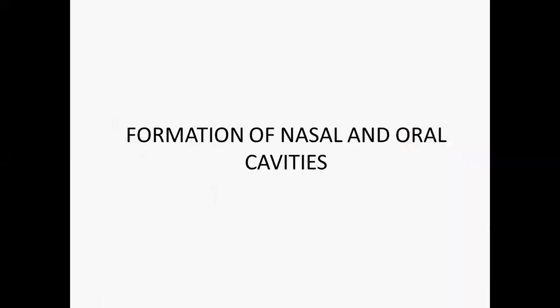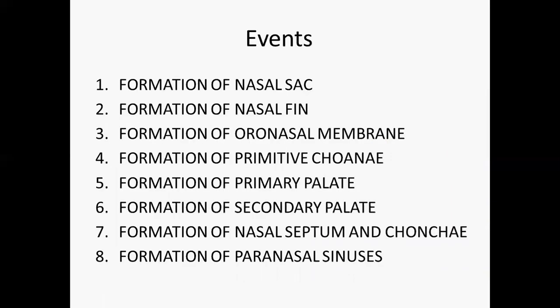Now, the formation of the nasal and the oral cavities. What are the events which occur in the development of the nasal cavity? Firstly, the formation of the nasal sac, then the nasal fin, then the oronasal membrane, then the primitive posterior nasal apertures or primitive choanae, then the primary palate and the secondary palate, then the nasal septum and the nasal conchae, and finally the formation of the paranasal sinuses.